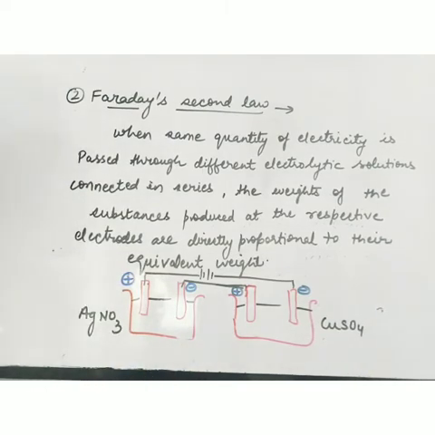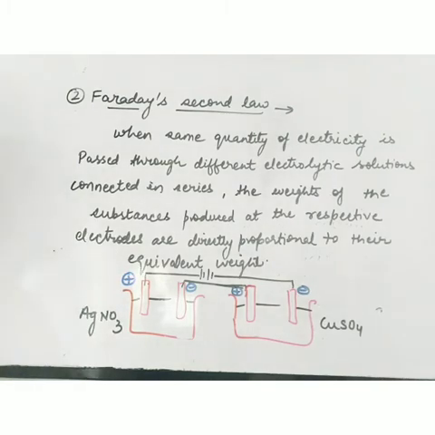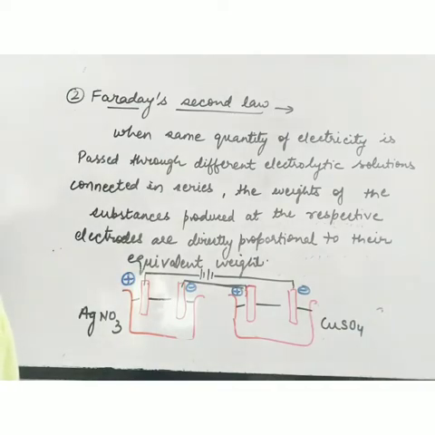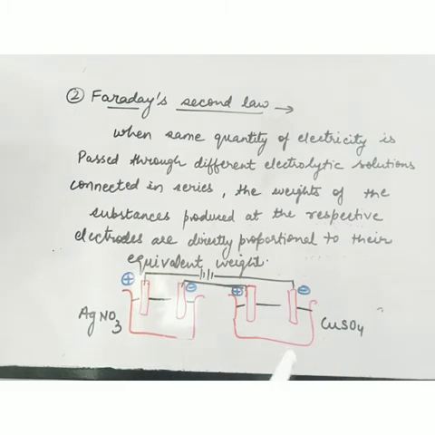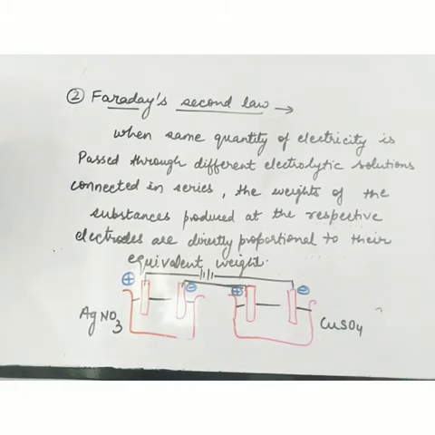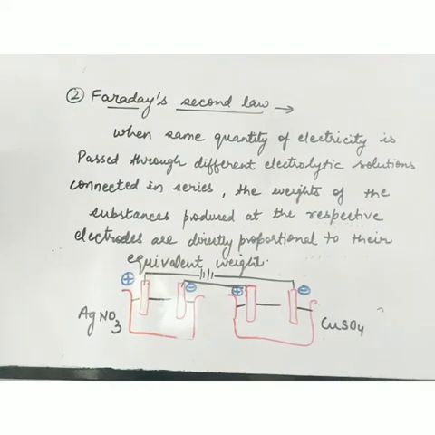Now what is the meaning of this? In the first container silver nitrate is taken. So which element will be deposited? Silver. In the second container copper sulfate is taken. So which element will be deposited? Copper. Even if you are passing the same amount of electricity, the same current for the same period of time, the amount will be different. The amount is proportional to the equivalent weight. For example, if the equivalent weight of silver is more, more silver will be deposited as compared to copper. So the weight of any substance deposited is directly proportional to the equivalent weight.